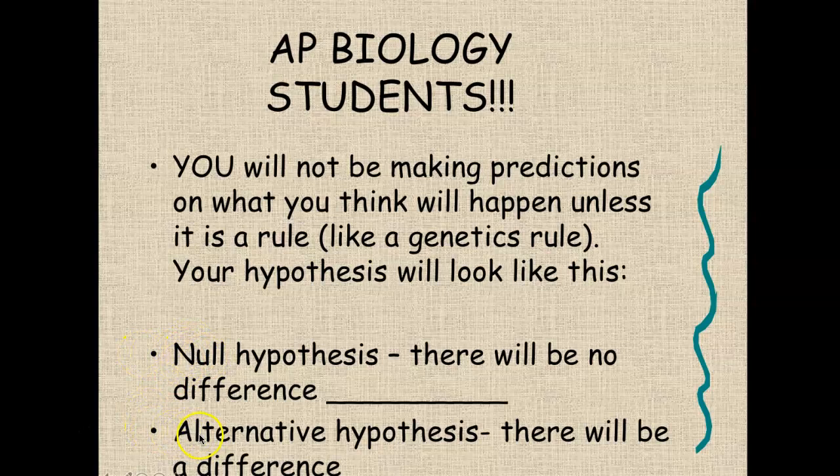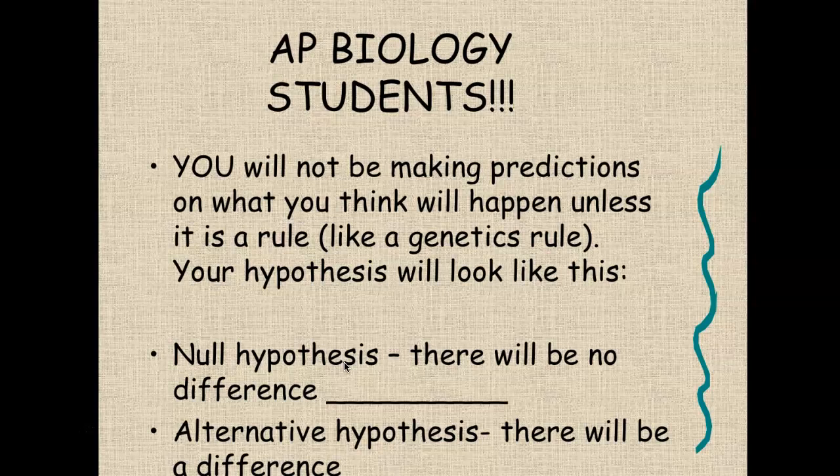Null hypothesis and alternative. You're going to have both. Your null hypothesis states there will be no difference between my control and my treatments. So I would write that in. There will be no difference between the control and the treatment groups. The alternative hypothesis is there will be a difference between the control and the treatment groups.